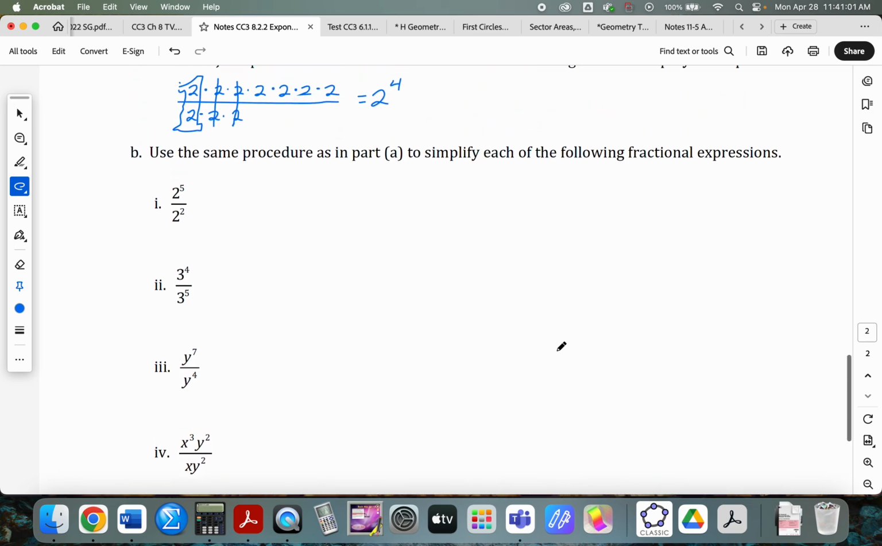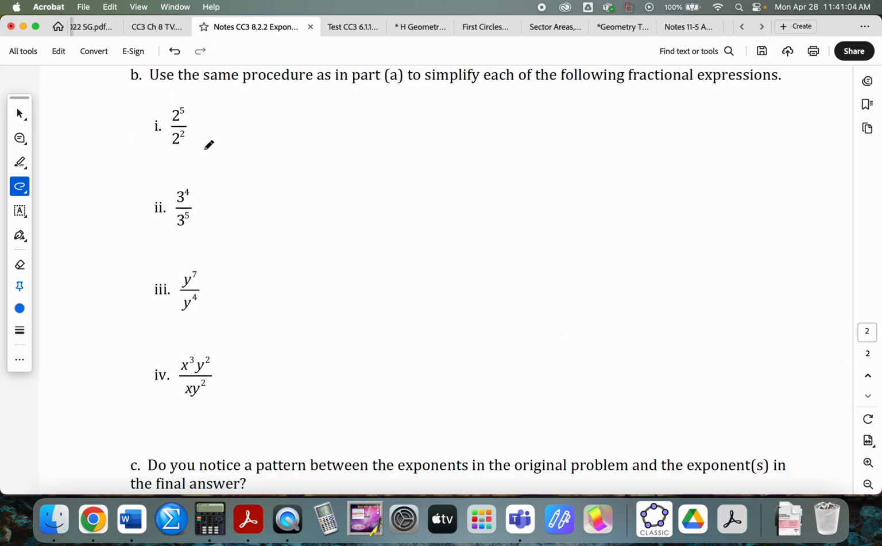So let's do that a couple more times. So if we got 2 to the 5th over 2 squared, we have 2 times 2 times 2 times 2 times 2 over 2 times 2. Those both divide out to be 1. So that's 2 to the 3rd power. You'll hear people call that canceling. I don't like calling it canceling because it makes it feel like it made it disappear. It doesn't disappear, it's that it's a 1.